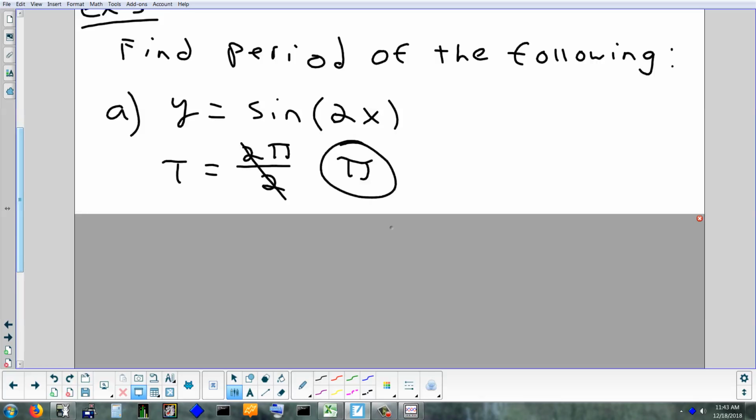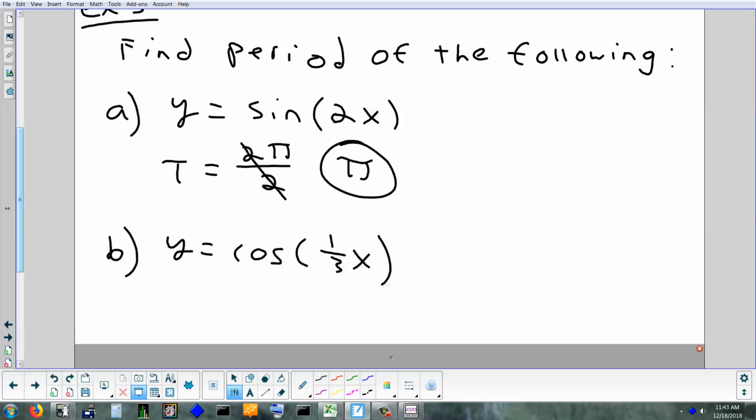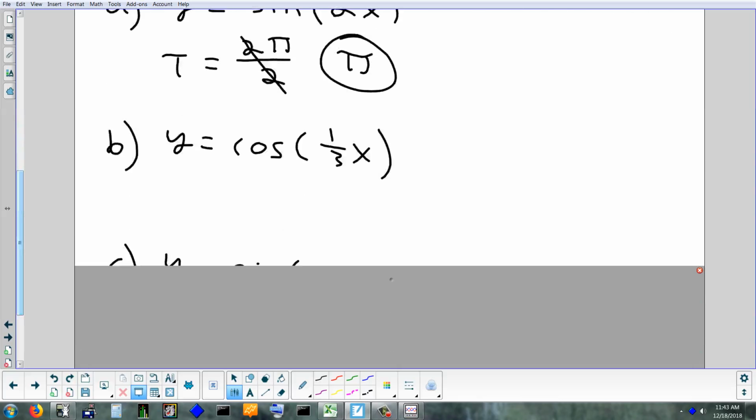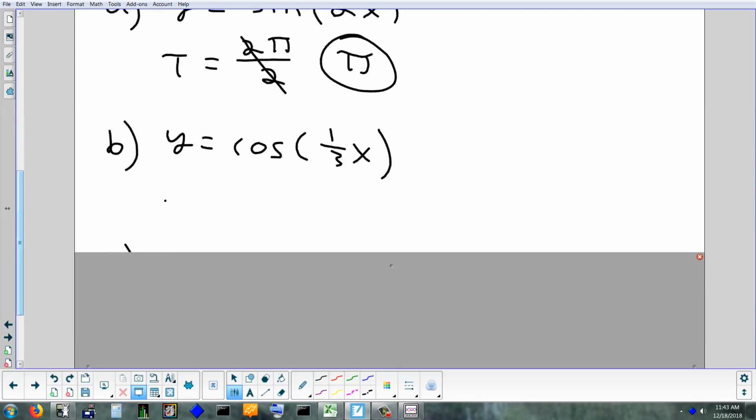Is that a shorter period or a longer period than the original? It's shorter. The original period is 2 pi. This one is pi. So this graph would cycle twice as fast. Okay, let's look at this one. Cosine of one third x. So we're going to have a fraction. What goes in the top?